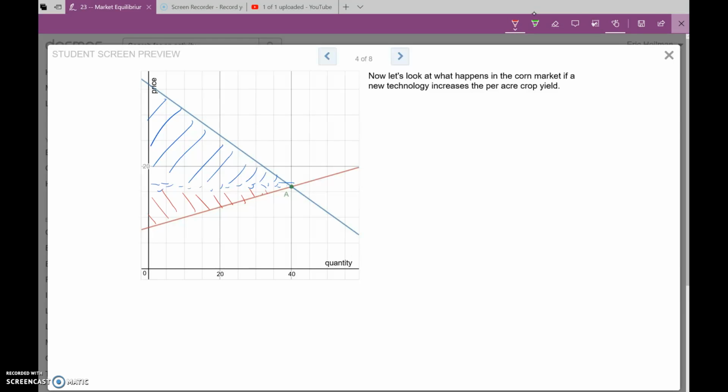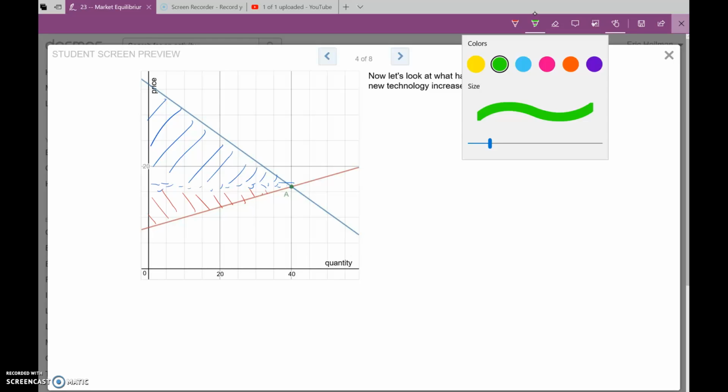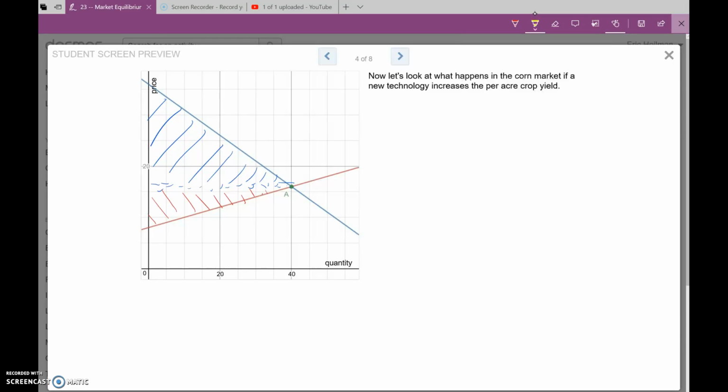If a new technology increases the per acre crop yield, so I don't know, like fertilizer got better or something like that. So again, the first question we're going to ask is, does the change in the problem affect consumers or producers? So here we're talking about production technology, right? That's talking about a technology on the producer side getting better.